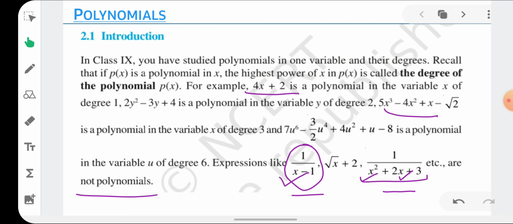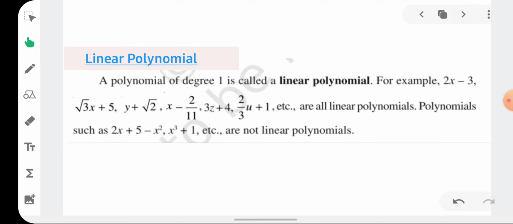Now after clearing this, we will look at linear polynomial. A polynomial of degree 1 is called a linear polynomial. If there is degree 1, then it will be known as a linear polynomial. In 2x minus 3, the power of x is not written, which means it is 1. So the power of x is 1. That's why it is called a degree 1 linear polynomial.